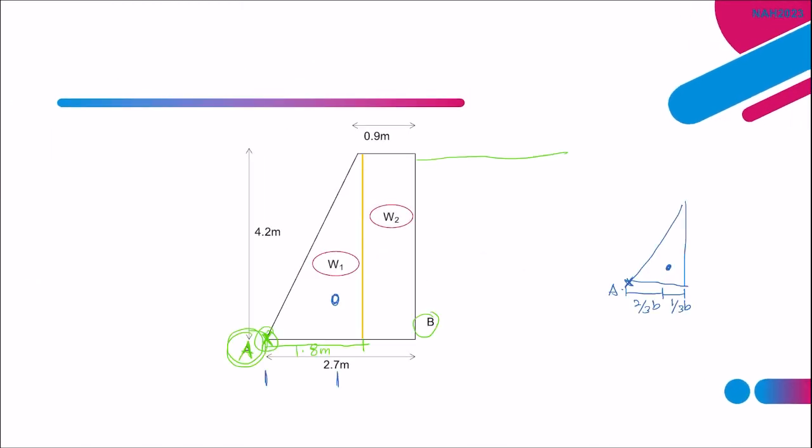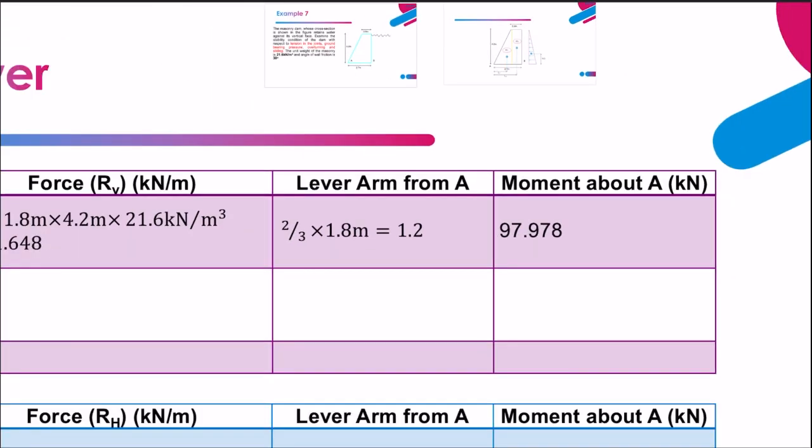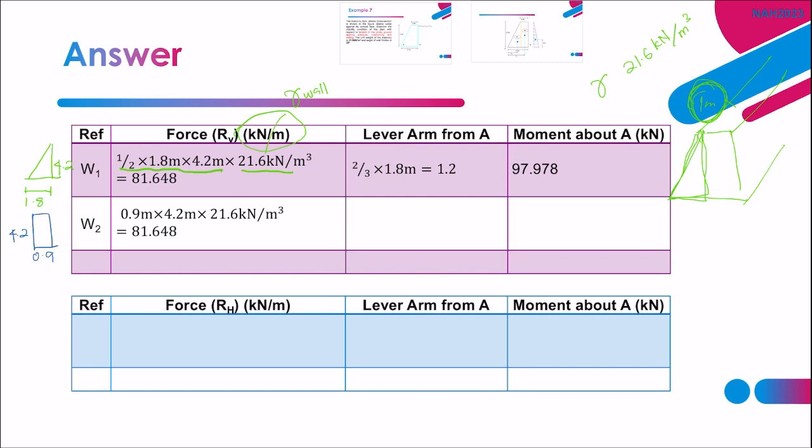Now let's look at W2. For W2, the area would be 0.9 meter times 4.2 meter. This is just a rectangle. That is the area. Then we multiply it by the unit weight of the wall, because here we want to calculate the weight of the wall. Then we get 81.648.